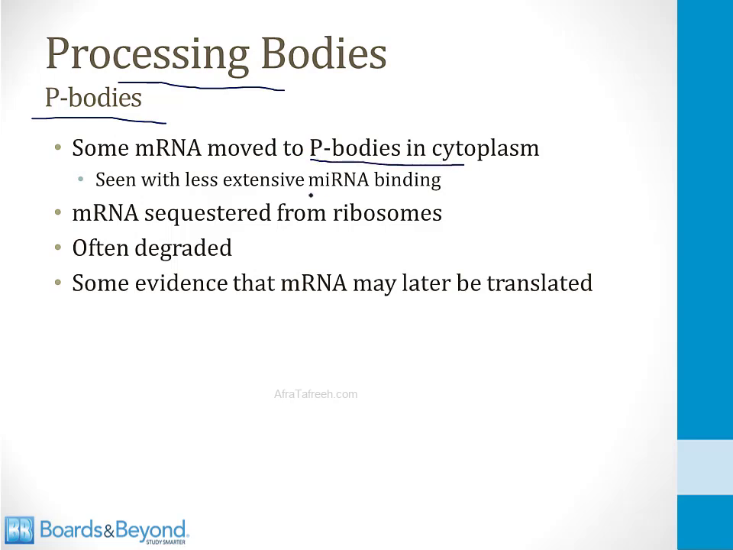This has been described as occurring in pieces of messenger RNA that bind microRNA, but to a less extensive degree. The mRNA then is sequestered in the P bodies from ribosomes so it can't be translated. Often the messenger RNA is degraded, although there is also some evidence that the messenger RNA may be sequestered and then later released to be translated into proteins. But the point here is that the P bodies are another mechanism by which a gene that has been transcribed into mRNA can be affected so that it does not necessarily go on to be translated into a protein. And that concludes our module on transcription.